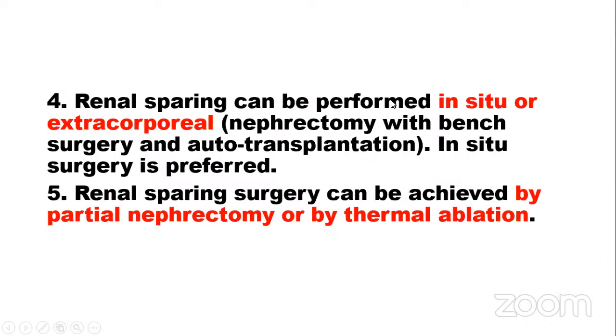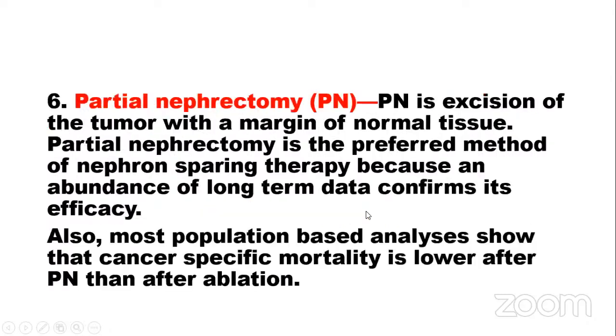Renal sparing can be performed in situ or extracorporeal, with bench surgery and autotransplantation. In situ surgery is preferred. Renal sparing surgery can be achieved by partial nephrectomy or by thermal ablation. You can do it by both: partial nephrectomy, laparoscopic or open, or thermal ablation.